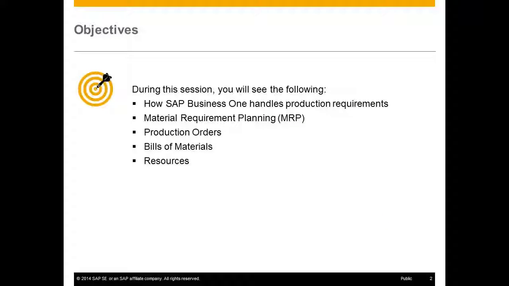During this session, you will see how SAP Business One handles production requirements: material requirement planning, MRP, production orders, bills of materials, and resources. With the latest release of SAP Business One, many new features and enhancements have been introduced to manage complete production cycles from acquisition of raw materials through production processes to stocking finished goods.